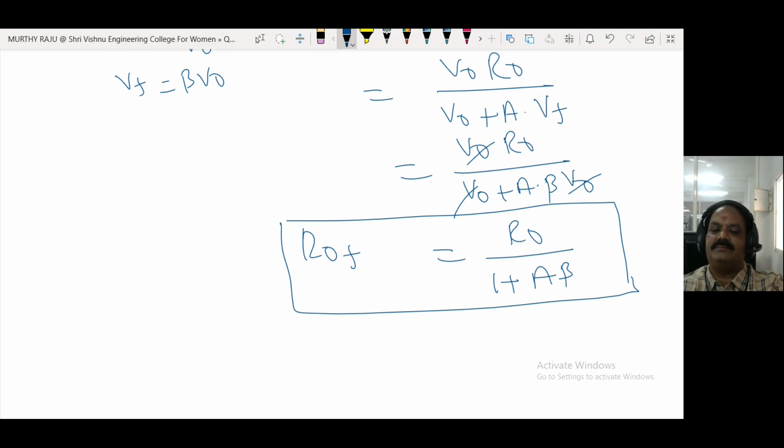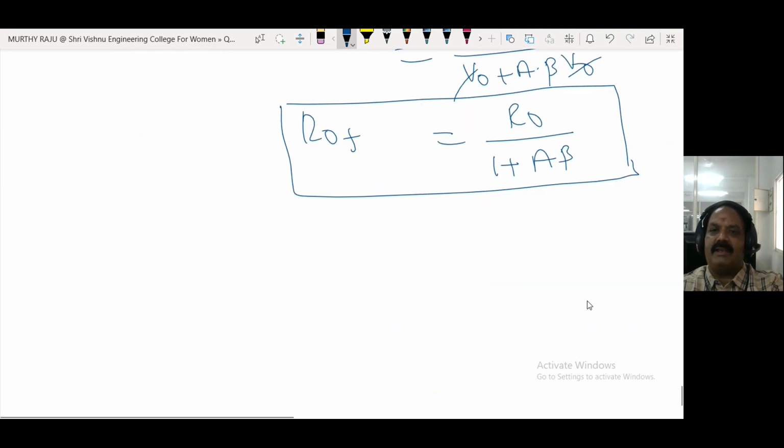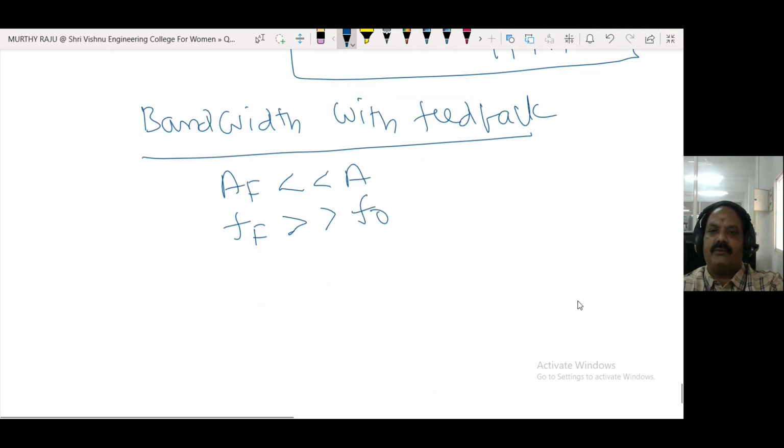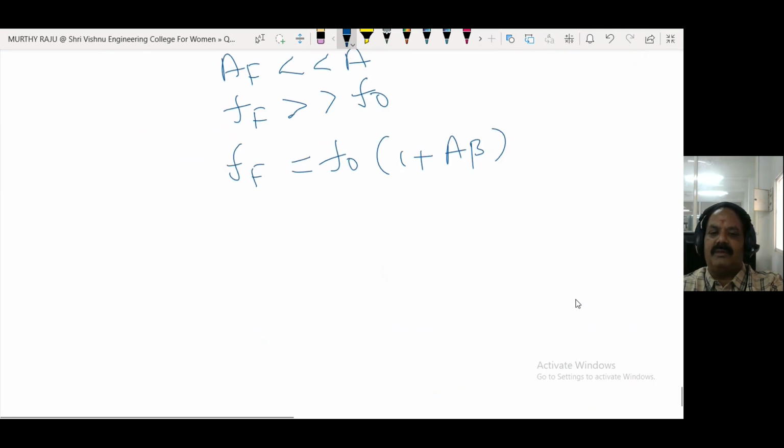Next, to calculate the bandwidth. Calculate the bandwidth with feedback, by using the case of the inverting amp. We know that AF is A, but F is far greater than F0. Therefore, the bandwidth of the inverting op amp with feedback, FF, is equal to F0 into 1 plus A beta.